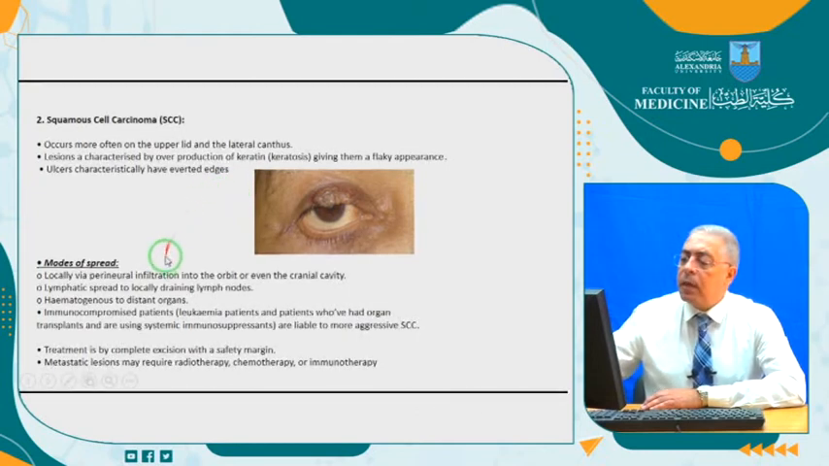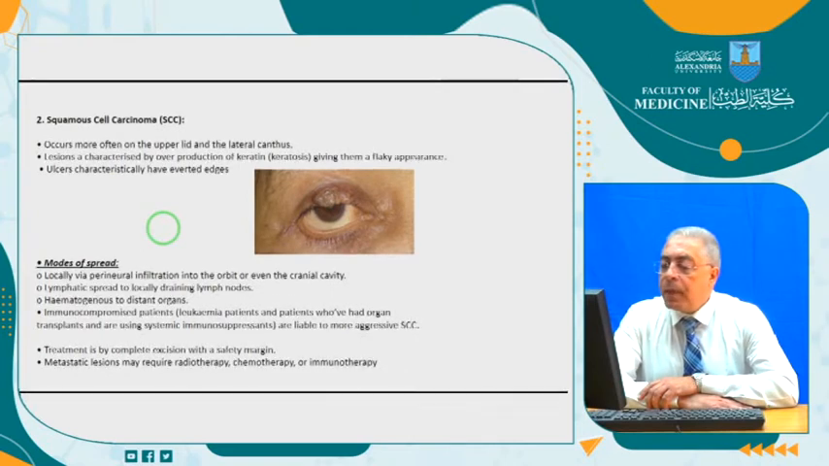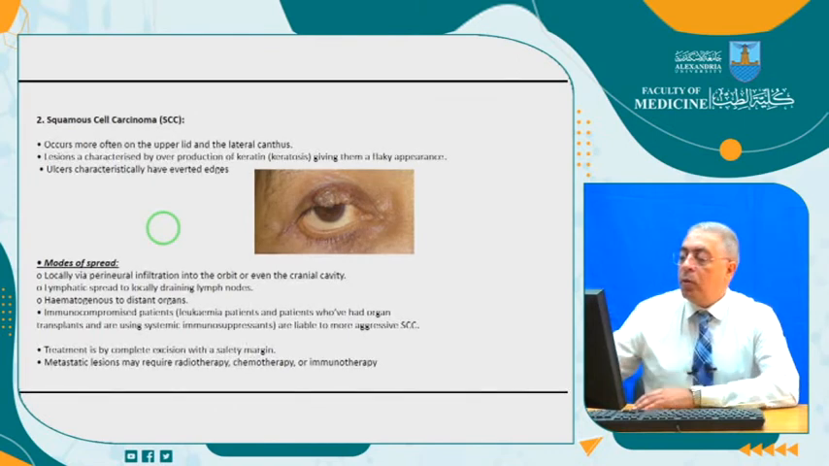Regarding the mode of spread, it may spread through perineural infiltration into the orbits or even the cranial cavities if left untreated, by lymphatic spread, or hematogenous spread to distant organs. Immunocompromised patients, like leukemic patients or organ transplant patients or those on systemic immunosuppressants, are liable to more aggressive spread of the squamous cell carcinomas. How to treat? Again, it's complete excision with a safety margin, and if there is metastasis or widespread disease in the body, we go through radiotherapy, chemotherapy, or immunotherapy.